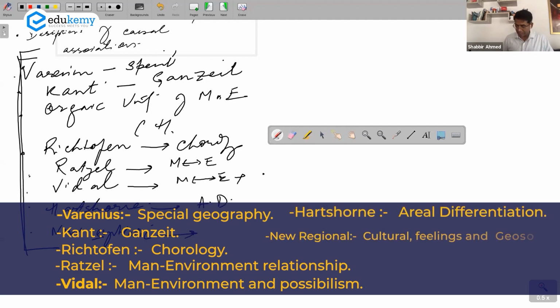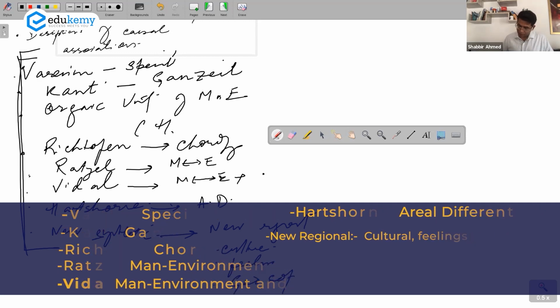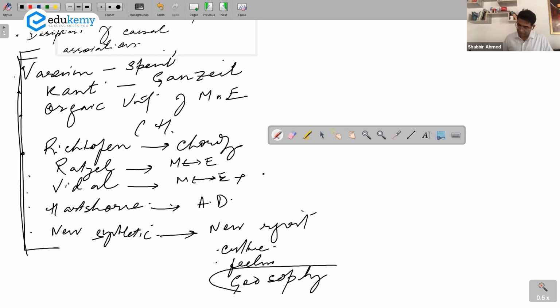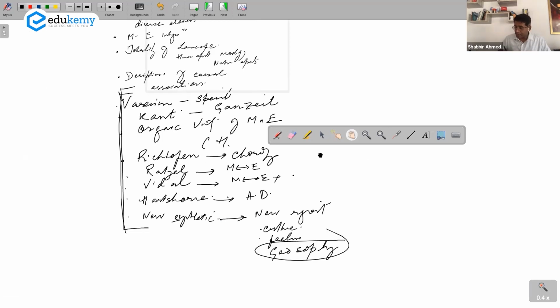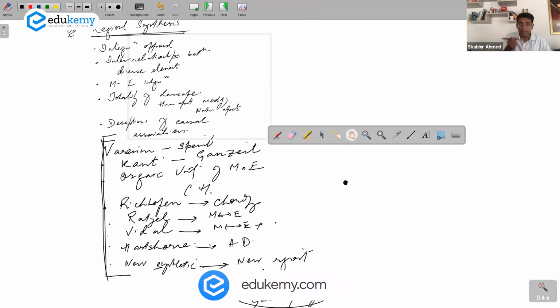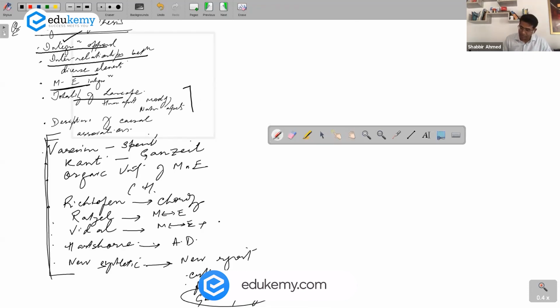And the new synthetic is the new regional, in which culture has come in, feelings have come in, geosophy has come in. I hope you remember the term geosophy. Do you? Studying geography from the perspective of all people involved. So if you write this much, you understand what is regional synthesis. This is something like Carl Sauer's approach. Okay.